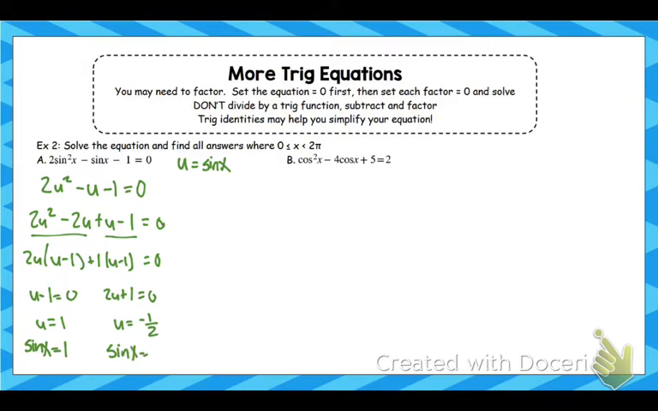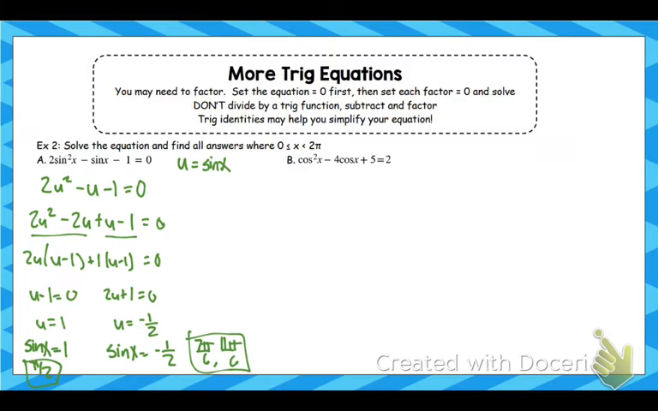And now we're doing something just like we've done the last couple classes. Since we're dealing with sine, we're looking for the y coordinate. So I want to know when the y coordinate is 1. So check your unit circle. You'll find pi over 2 as the answer for this one. And then -1/2 is going to be at 7 pi over 6 and 11 pi over 6. So this question has 3 different answers.